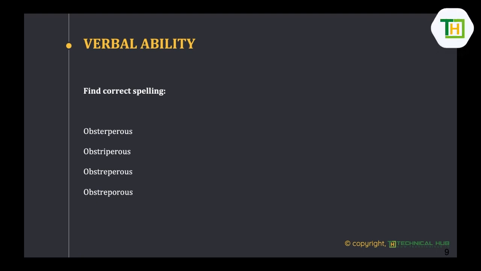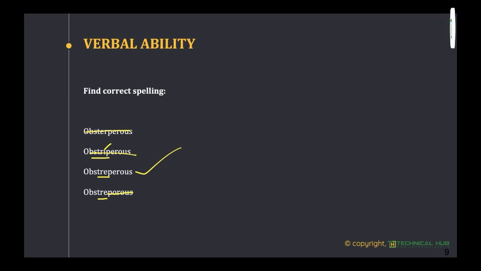Here, what happens? Obstreperous. When you pronounce it itself, you will understand. Obstreperous. We have it here. When you have I, this is "obstri". So this is wrong. Obstreperous. This is wrong. So it's "perus" I told, not "porous". So porous is this one. So the right answer is obstreperous.